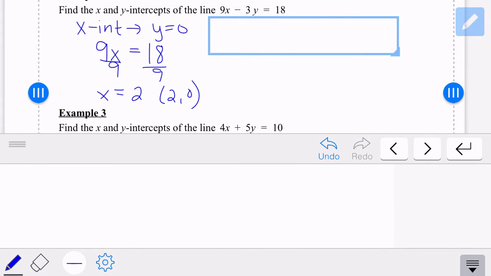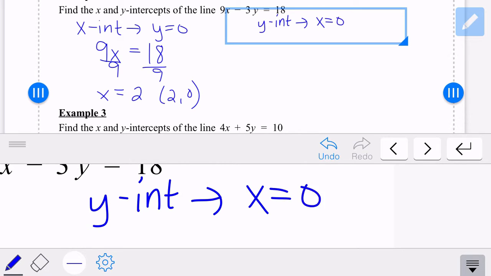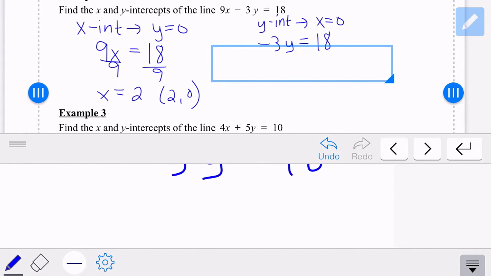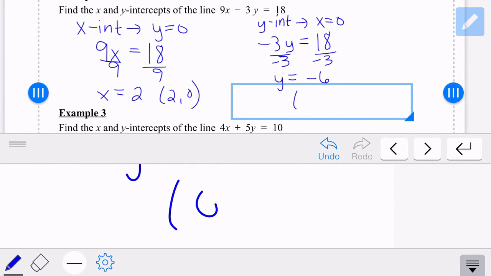And then let's do the y-intercept. And we know there that x is equal to 0. So all we would have left is the part with the y, but make sure you keep that negative. If it's minus 3y, it's going to be negative 3y when we get rid of that x part. So we'd have negative 3y, so we need to divide by negative 3 on both sides. And then y would be equal to negative 6. That would give us the point 0, negative 6 for the y-intercept.